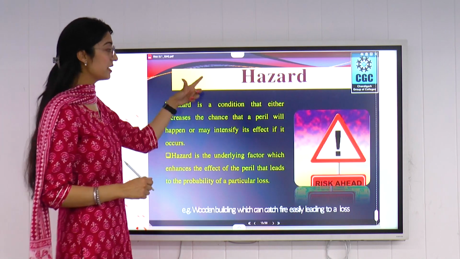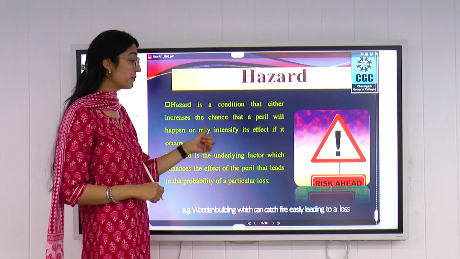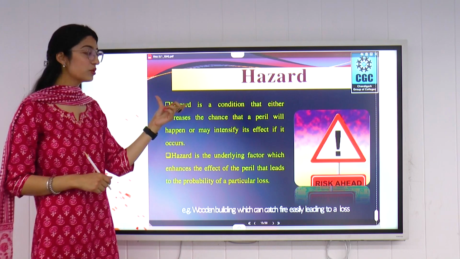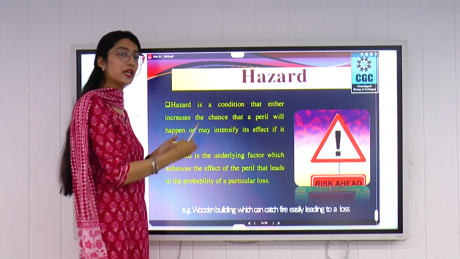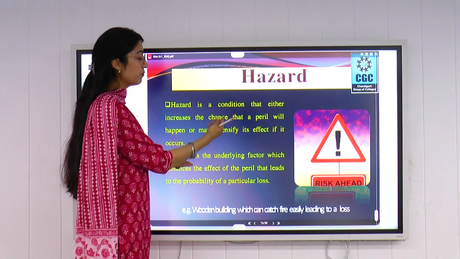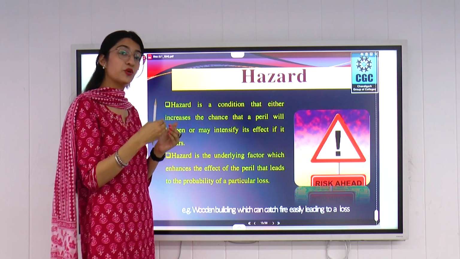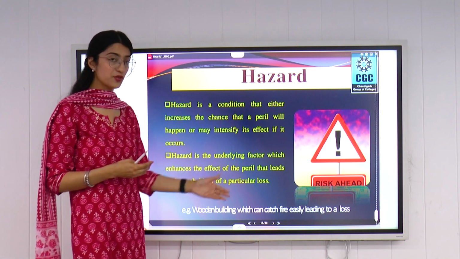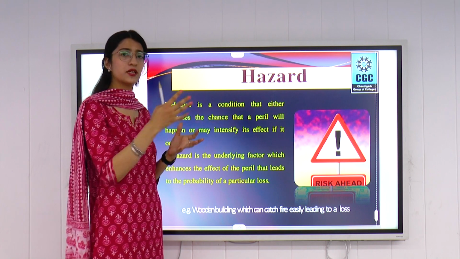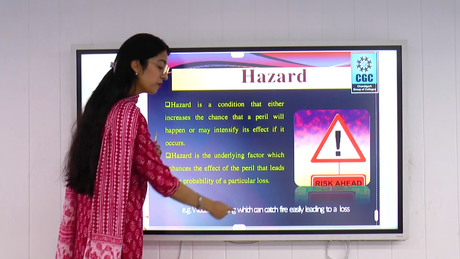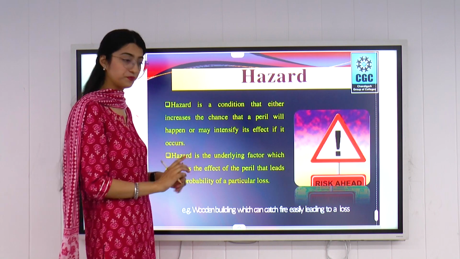Simple. Now next one is hazards. Now hazard is basically a condition which either increases the chance that the peril will happen or may intensify its impact. Now these two terms are associated with each other. Peril is basically the cause, while hazard is that which increases the intensity or makes more chances to happen. वो जो भी reason है, fire है, आग लगने के chances को बढ़ाना या फिर आग लगी हुई है तो उसकी intensity को बढ़ाना, that is basically the hazard. So if कोई भी area है जहाँ पे आपको पता है कि fire के chances बहुत ज़्यादा हैं, जहाँ पे बहुत ज़्यादा complication, heat बहुत ज़्यादा है, and in that area having a wooden building, so we are basically making it more hazardous, we are making more chances for it to happen than the cause. Fine.